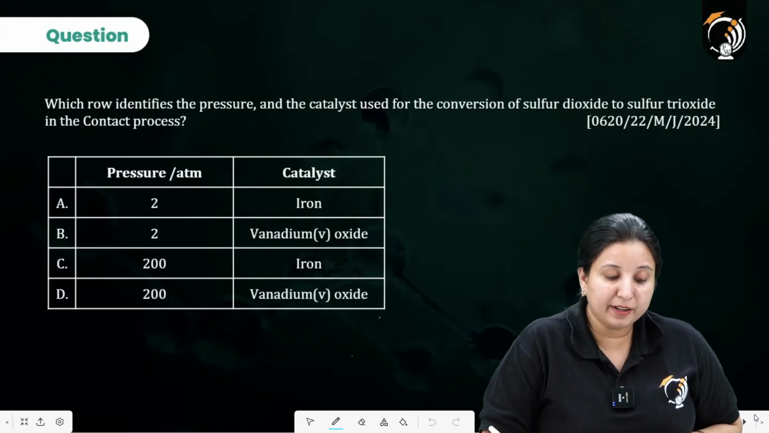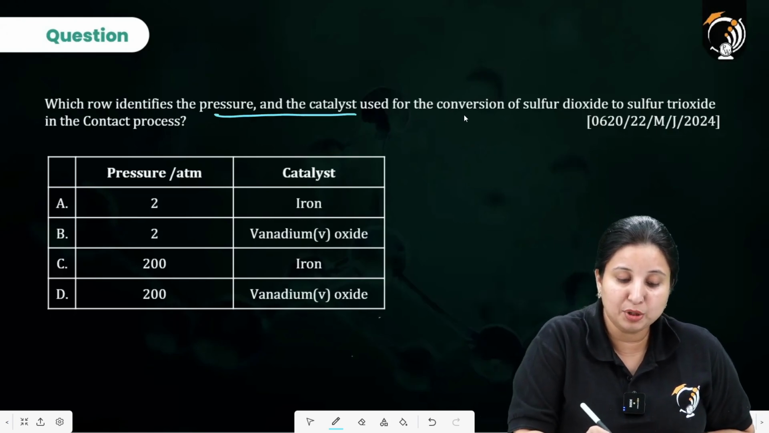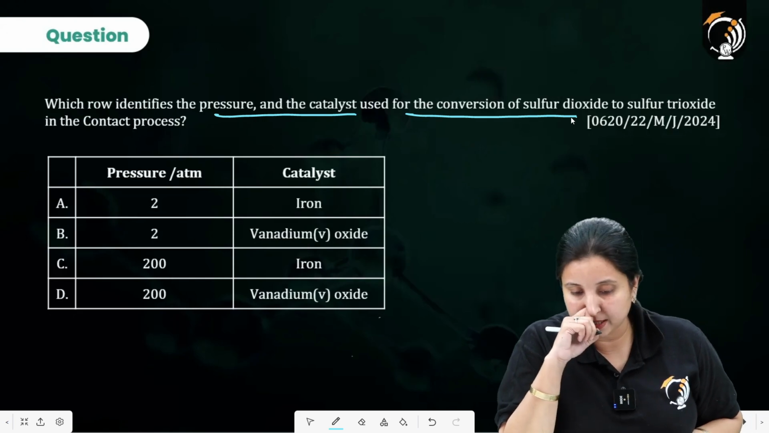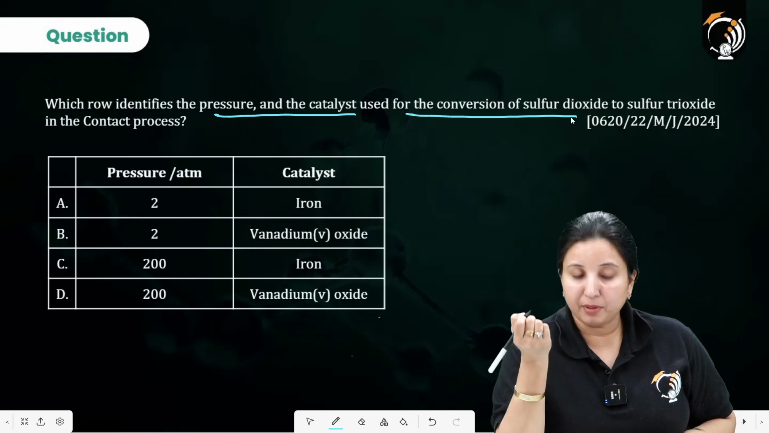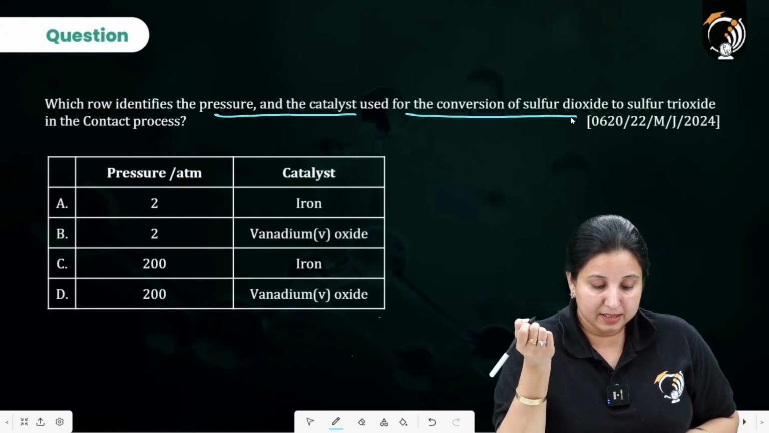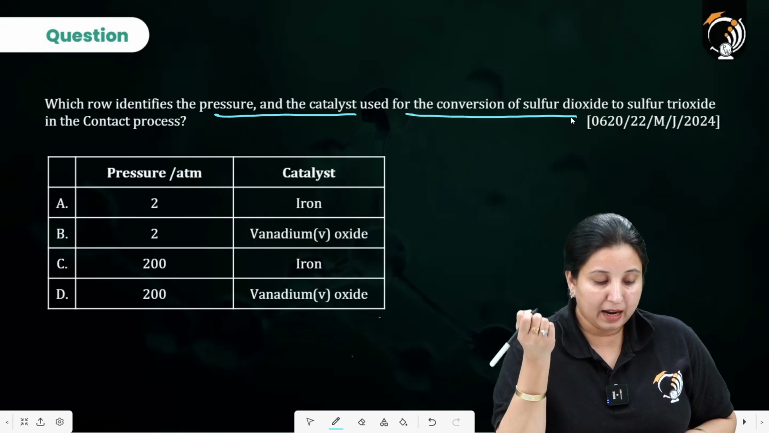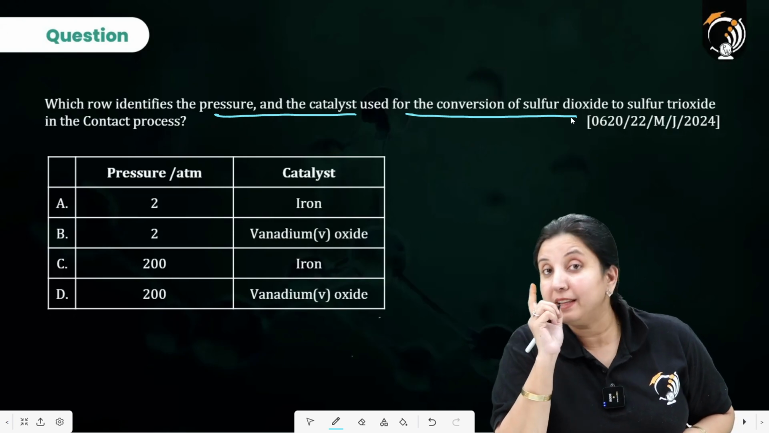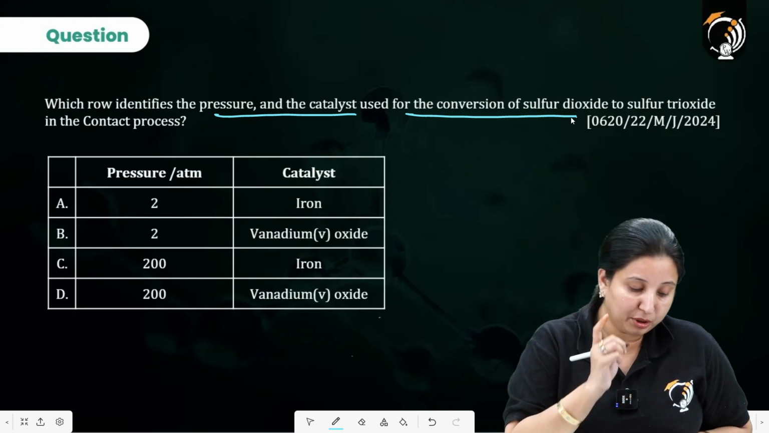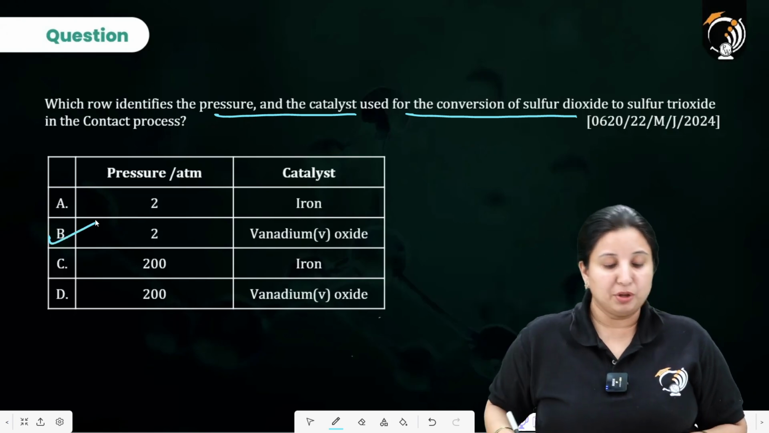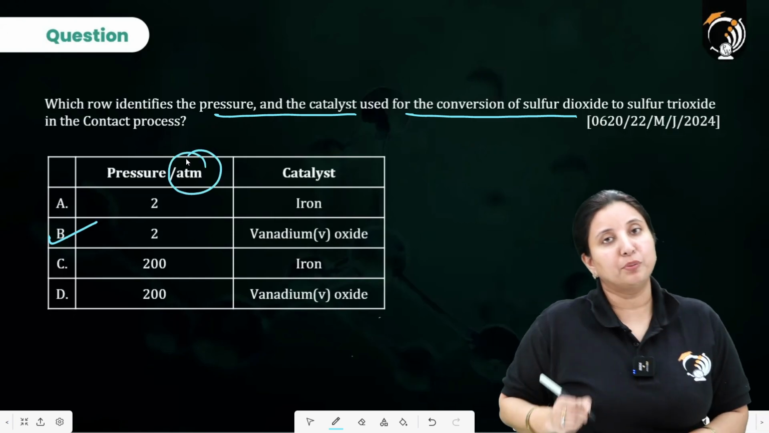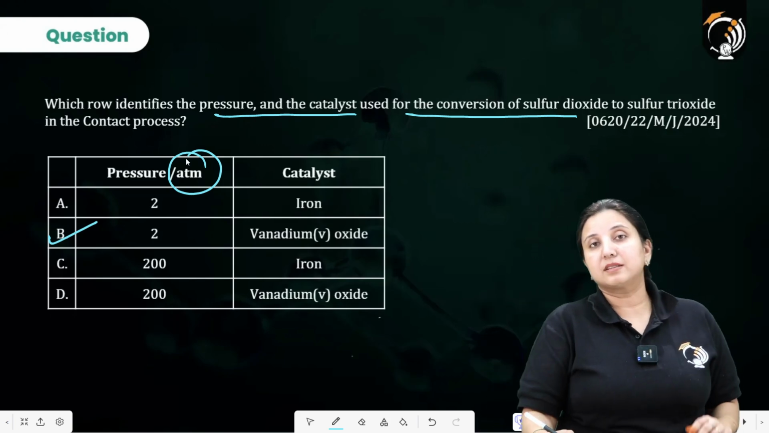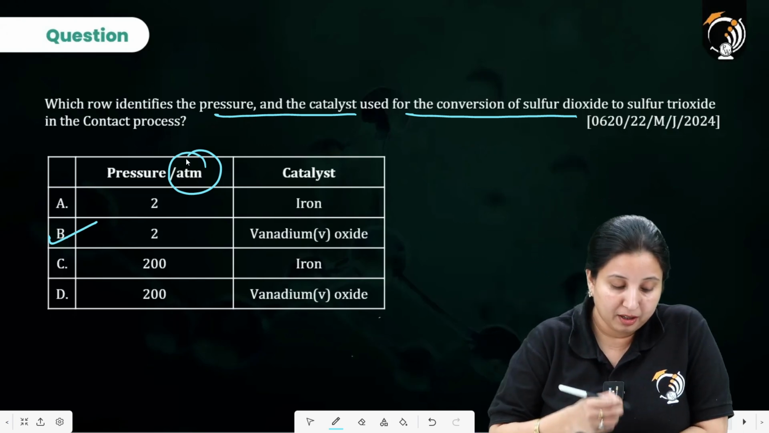Next, which row identifies the pressure and catalyst used for the conversion of sulfur dioxide to sulfur trioxide? So basically, the catalyst is vanadium pentoxide, and the pressure in the atmosphere is going to be 2. So option B is going to be the answer. It is very crucial to check the unit over here. If it were kilopascal, then it would be 200.